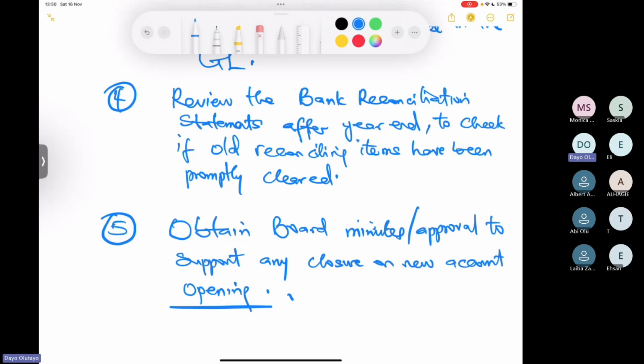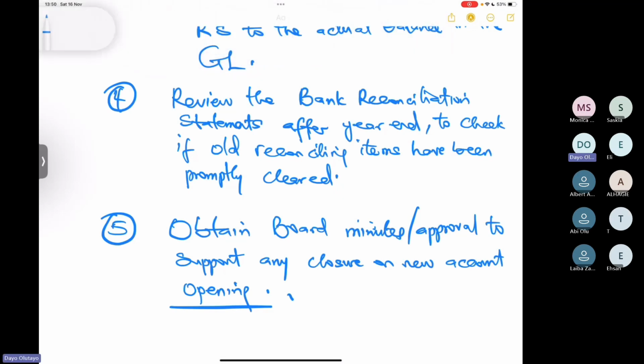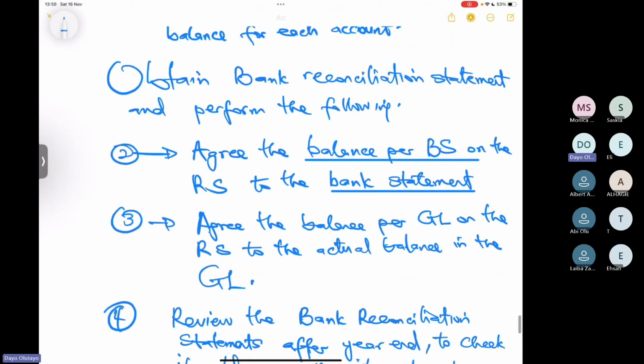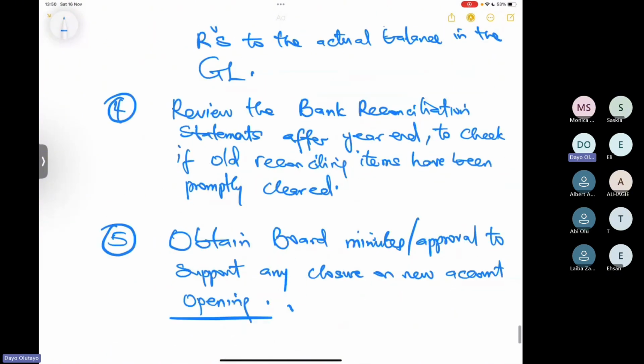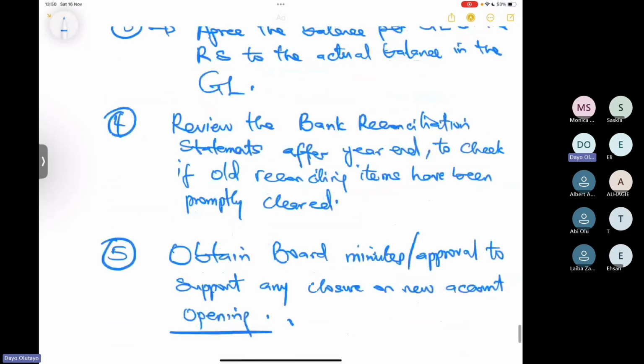Ladies and gentlemen, that is a solid 5 procedures, and I don't think you ever need more than that for anything on cash or bank, even in exams.